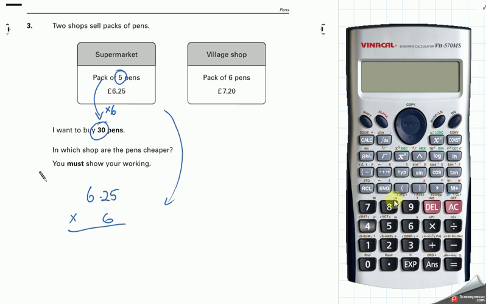So put it into your calculator. 625 times 6. Why times 6?